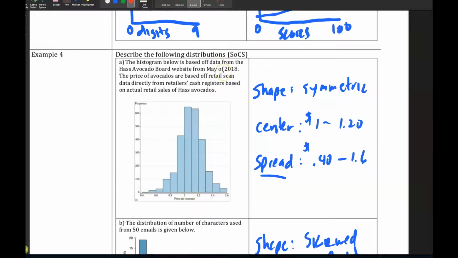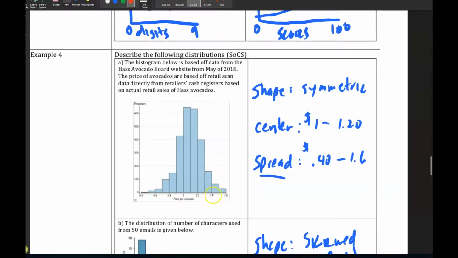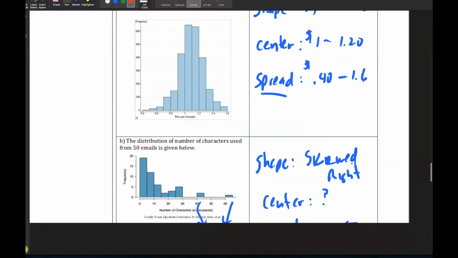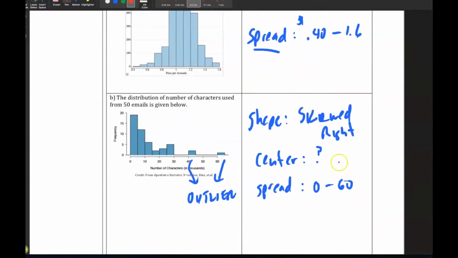I was curious about why avocados cost so much in some places. I looked up the data, and this was from 2018. The average price per avocado across the country for hundreds or almost thousands of different retailers. And so you can see the center is about $1 to $1.20, which would be the average, and the spread goes from 40 cents all the way to $1.60. And so that's the beginning of us discussing distribution, the shape of it, and the center and spread.